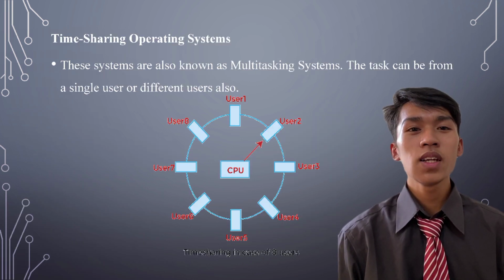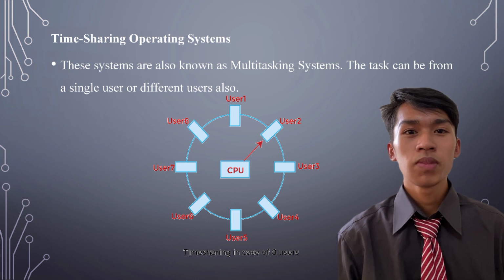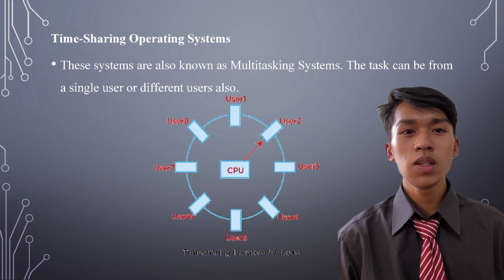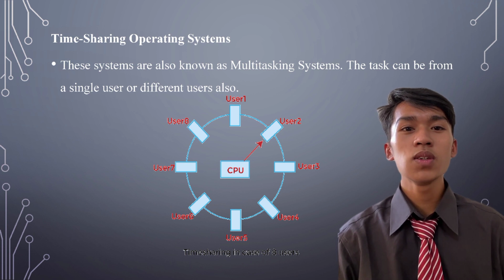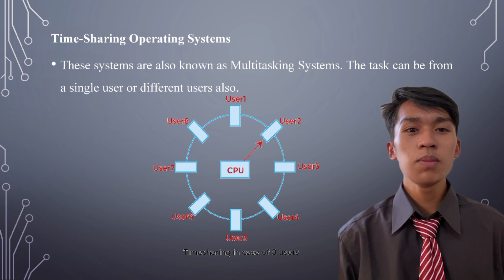Next is the time-sharing operating system. Each task is given some time to execute so that all the tasks work smoothly. Each user gets CPU time as they use a single system. These systems are also known as multitasking systems. Thus, it helps to provide many users direct access to the main computer.